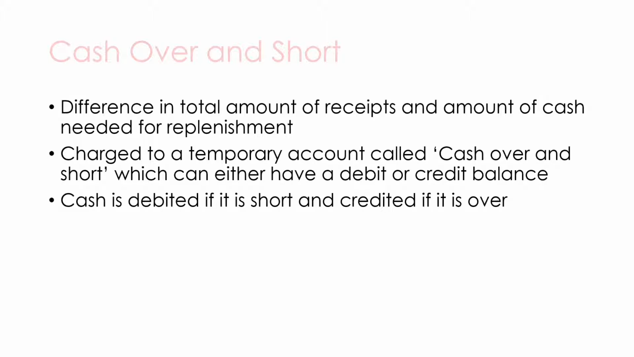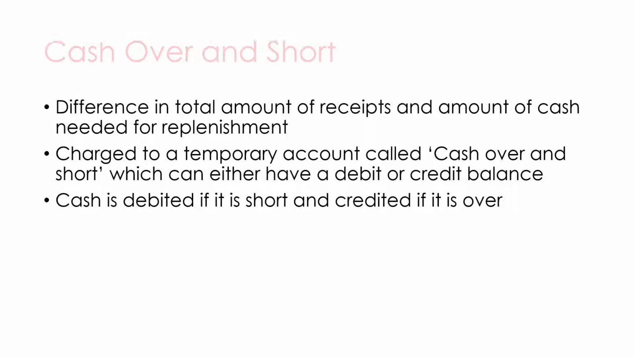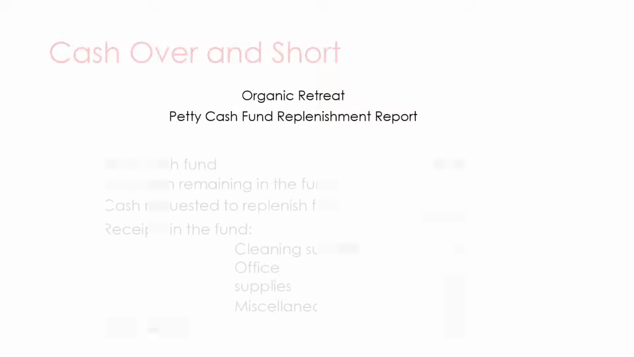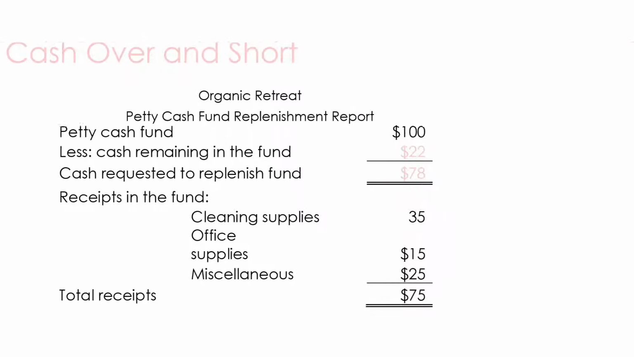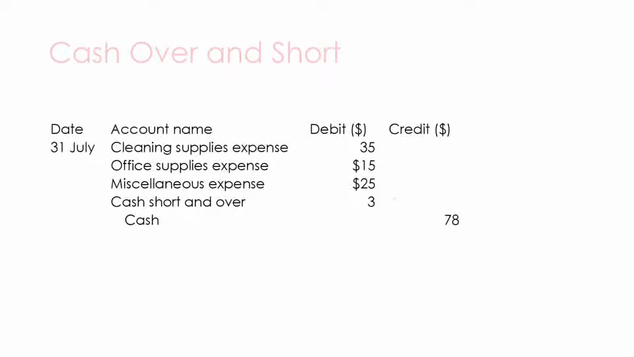This situation may occur if the custodian has not kept all receipts or gave incorrect change, resulting in the difference between the cash needed for replenishment and the number of receipts. For example, Julia attempts to replenish the petty cash account, but instead of $25 left over in the fund, there is a shortage of $3 as there is only $22 remaining. Therefore, the cash over and short account must be debited $3 to correct the balance.